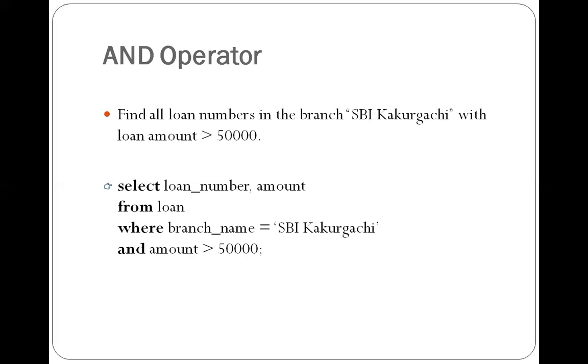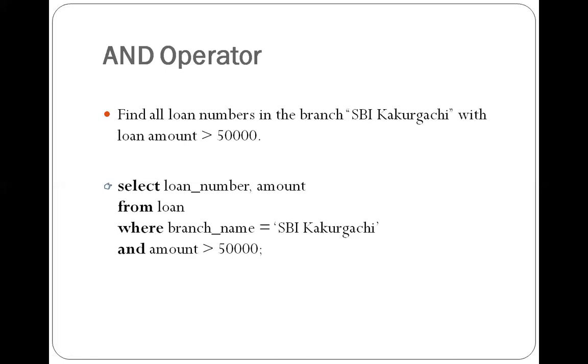So in this command, these two conditions, branch name equal to Kakurgachi and amount greater than 50,000, both must be satisfied. Otherwise, no record will be selected from the table loan.